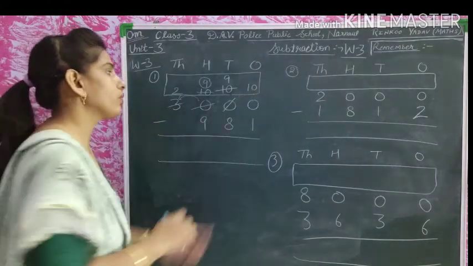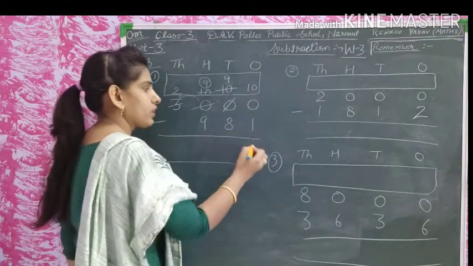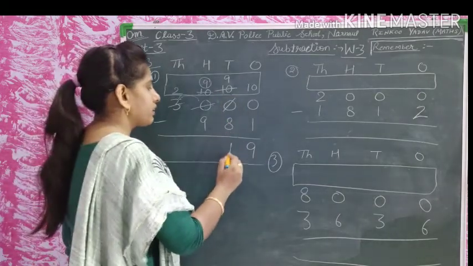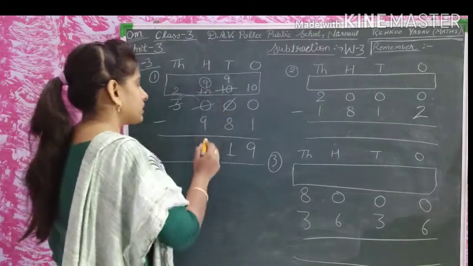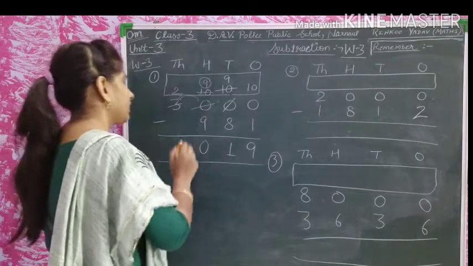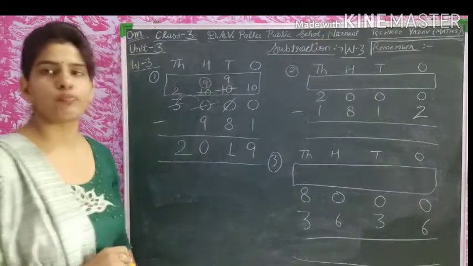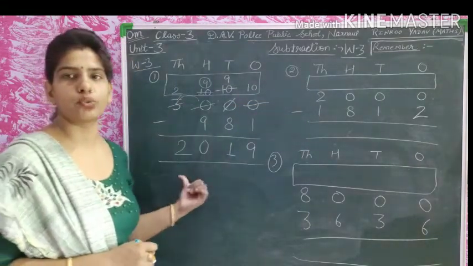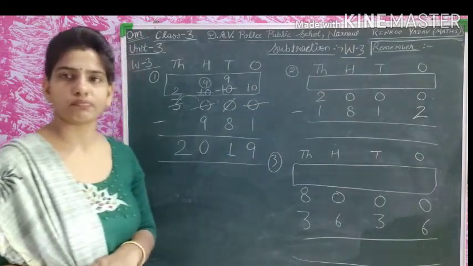Yes, now we will subtract it. 10 minus 1, that is 9 here. 9 minus 8, that is 1 here. 9 minus 9, that is 0 here. And there is the number 2 here. Okay students, this will get you the answer here, 2019.